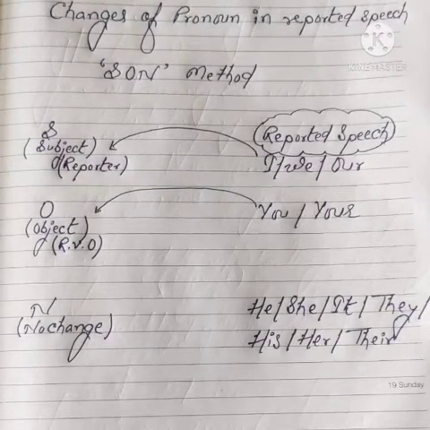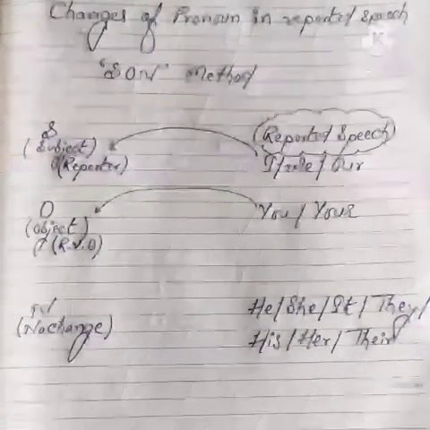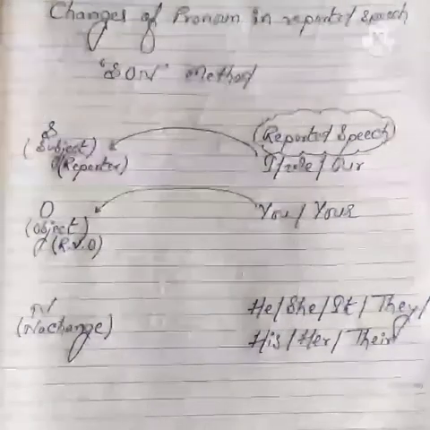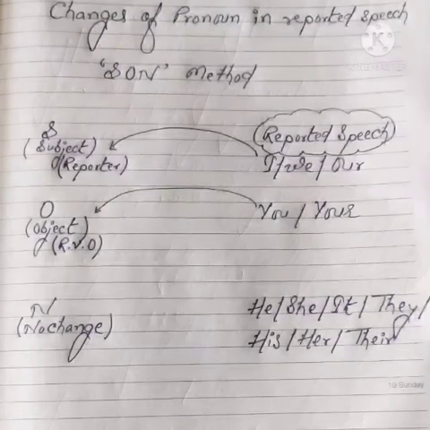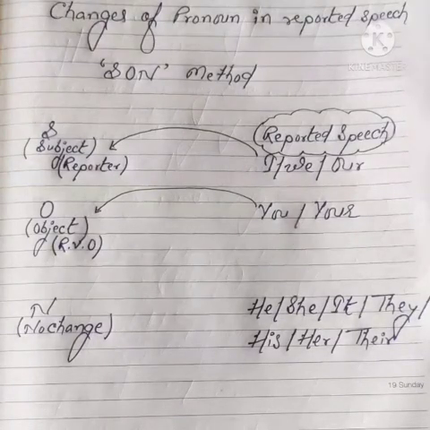And if we have a subject in reported speech like he, she, it, they, his, her or their, then there will not be any change. You don't have to tally it with anything. So this is overall known as the SUN method.